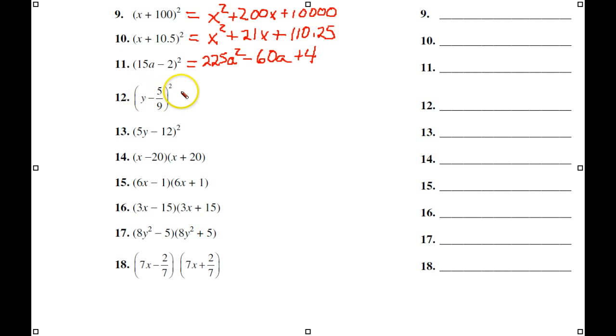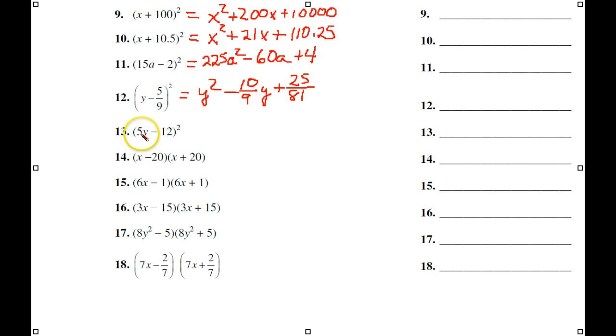All right, here we get square the y. Now we're going to multiply these together and then times it by 2. So that gives us a negative 10 ninths y. And then we're going to square this last term, and we get a positive 25 over 81.